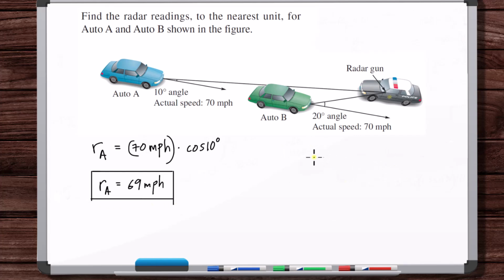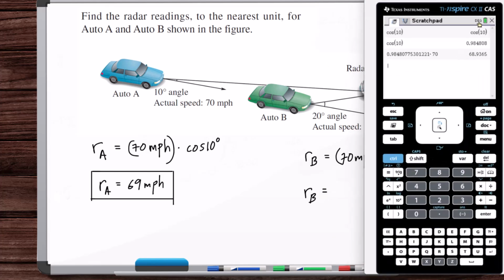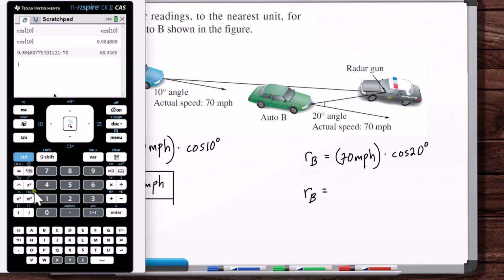Now, the radar gun reading of vehicle B. It's moving at 70 miles per hour, but that angle is going to be a little bit bigger, because the car is closer to the cop car. So it's cosine of 20 degrees. You've got cosine of 20 times 70. Rounding to the nearest digit, that's 66 miles per hour.